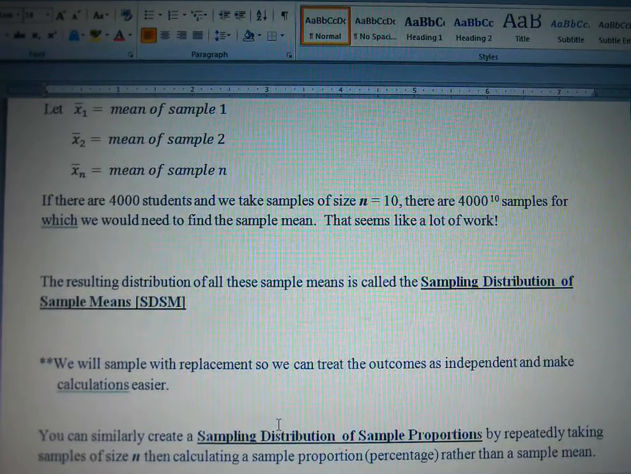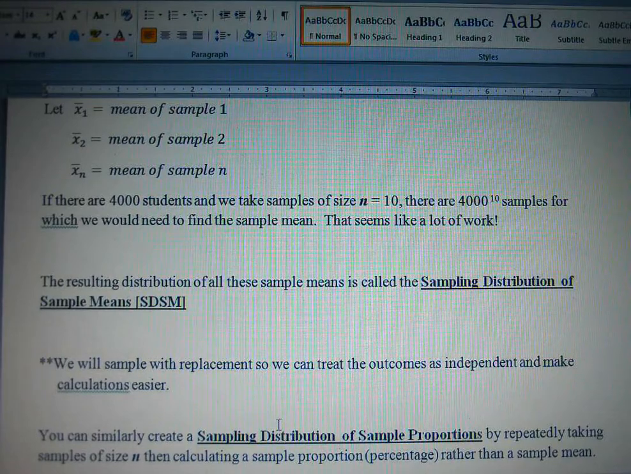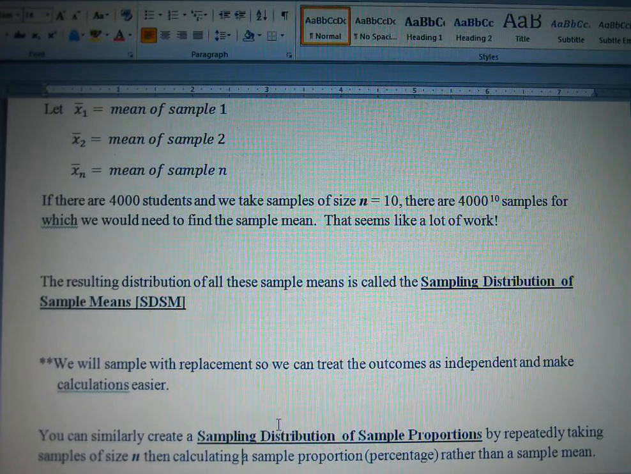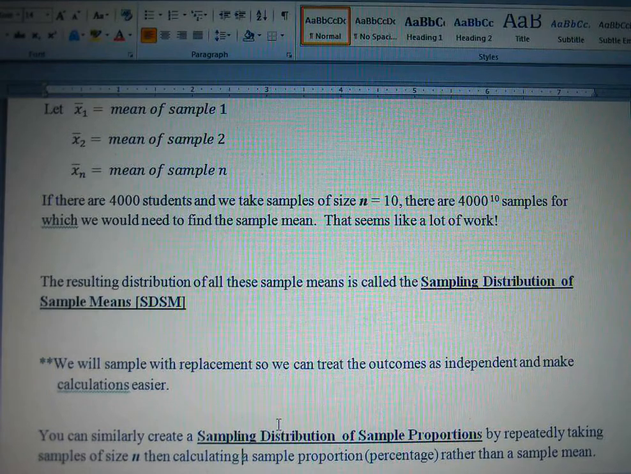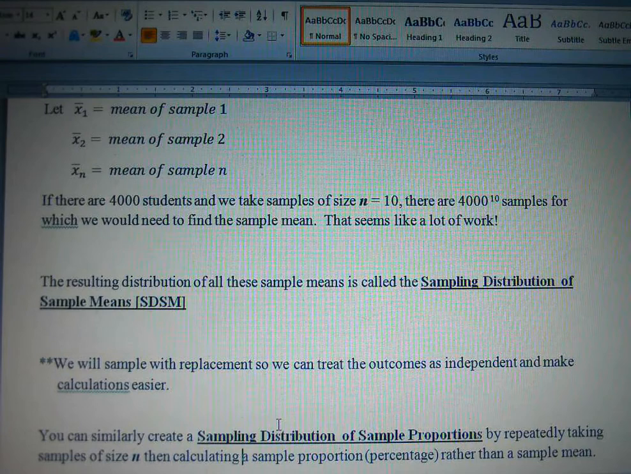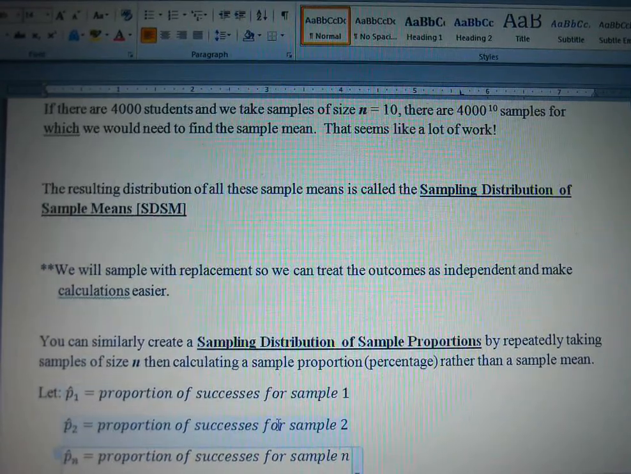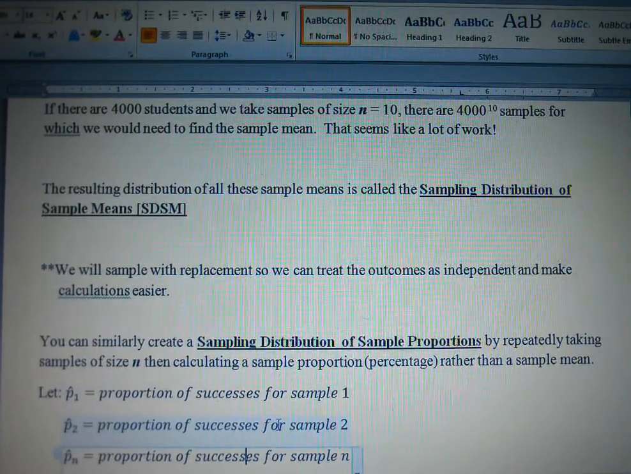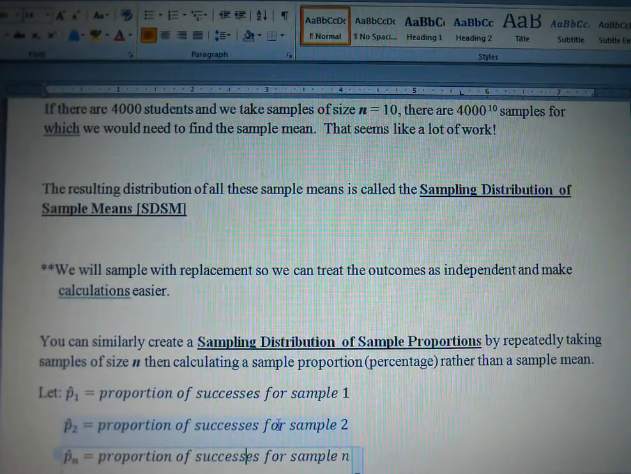We sample with replacement so we can treat the outcomes as independent and make the calculations easier. So that's what I was just mentioning with the 4,000 to the 10th. We're treating those as independent selections every time you choose a student. We're assuming you can choose the same student again for each of the spots, and that just makes it easier with the calculations.